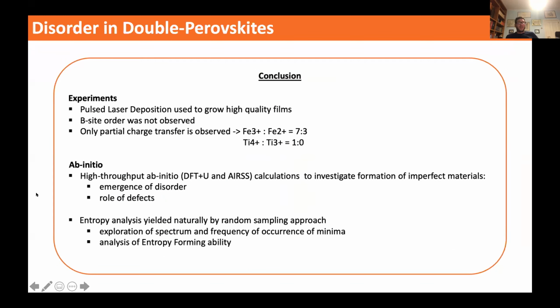This is just to conclude exactly what I just said. In the work I just showed you, we started from the experimental results and nicely fit some ab initio observations, captured by making a high throughput search over different minima with the use of AIRSS, and used those to at least explain why the disorder is formed and what is the role of the defects that can be connected to the oxidation states we were seeing.